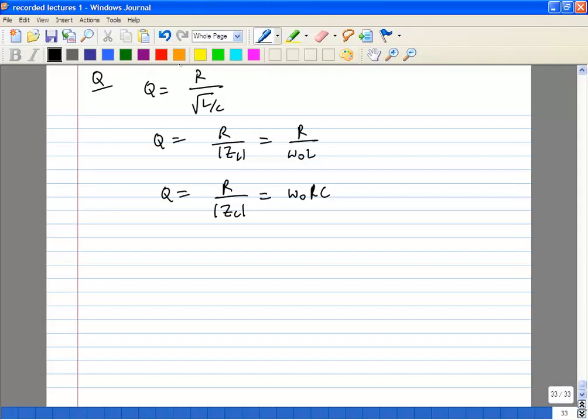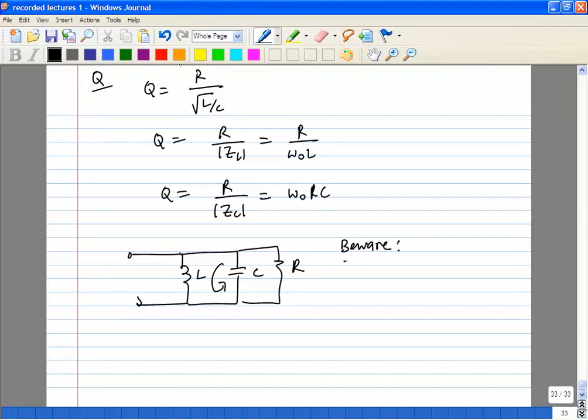Now, one thing to beware of, some of you might have thought that the inductance and the capacitance completely cancel each other out. Note that I said that their impedances cancel each other out, but you should be very careful, because remember that there is energy flowing back and forth between the inductor and the capacitor. So you should beware of branch currents.